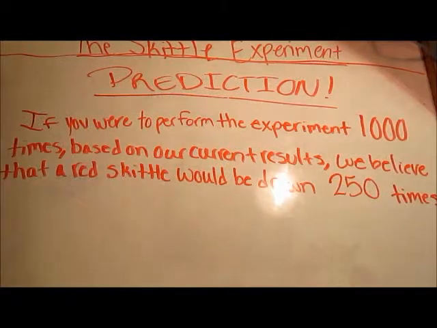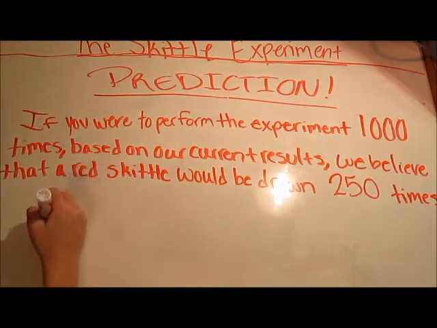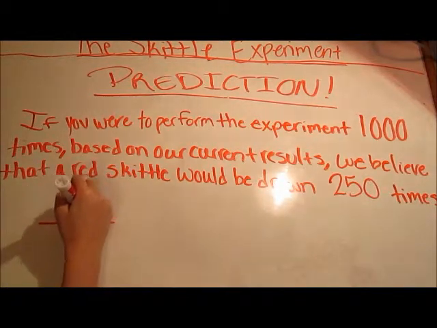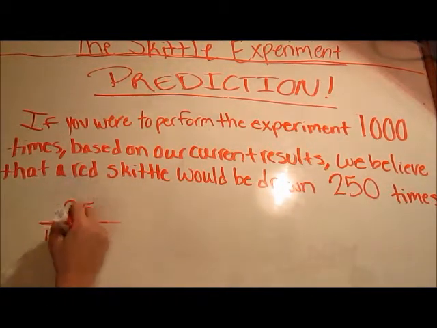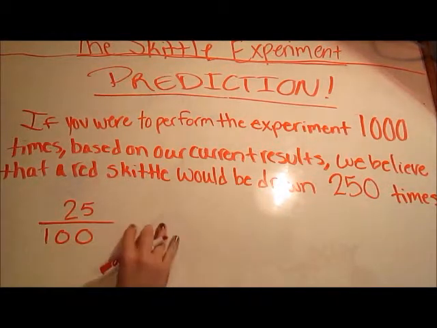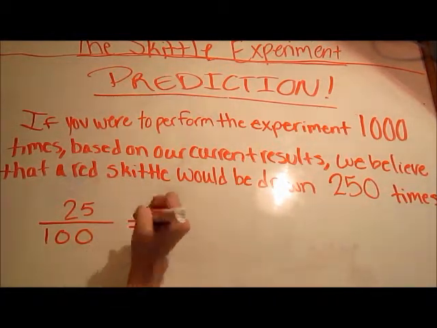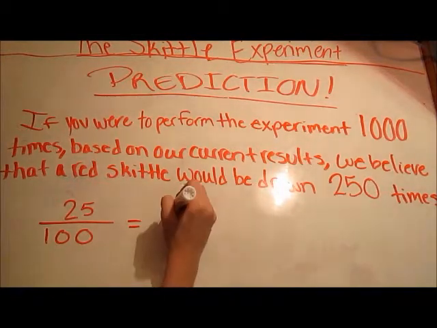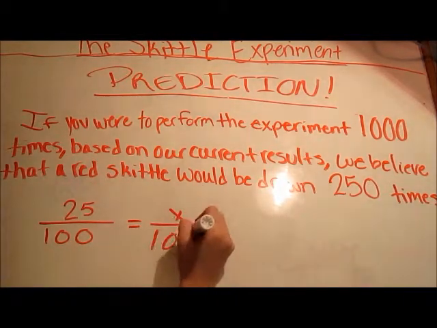The Skittle Experiment prediction. If you were to perform the experiment 1,000 times based on our current results, we believe that a red Skittle will be drawn 250 times. How did we get this, you ask? Well, we start with our original results for the red Skittles, which was 25 out of 100. What we do is we're going to set up a proportion. So 25 100ths is equal to x over 1,000.